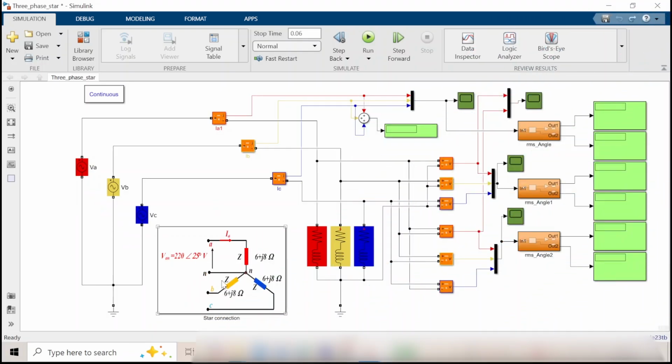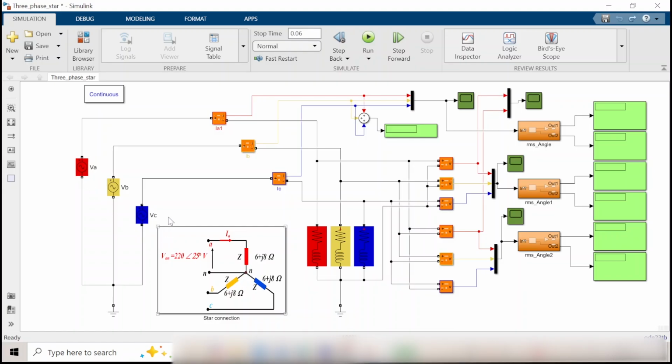We have a star connected load with 6 plus j8 ohm impedance per phase, and the voltage applied, phase A voltage is 220, angle 25 degrees. So I explained before in video number 1 in this course how to add an image. That one is video number 1, which is why three-phase outperforms single phase. So refer back to this video to see how to add an image to your model.